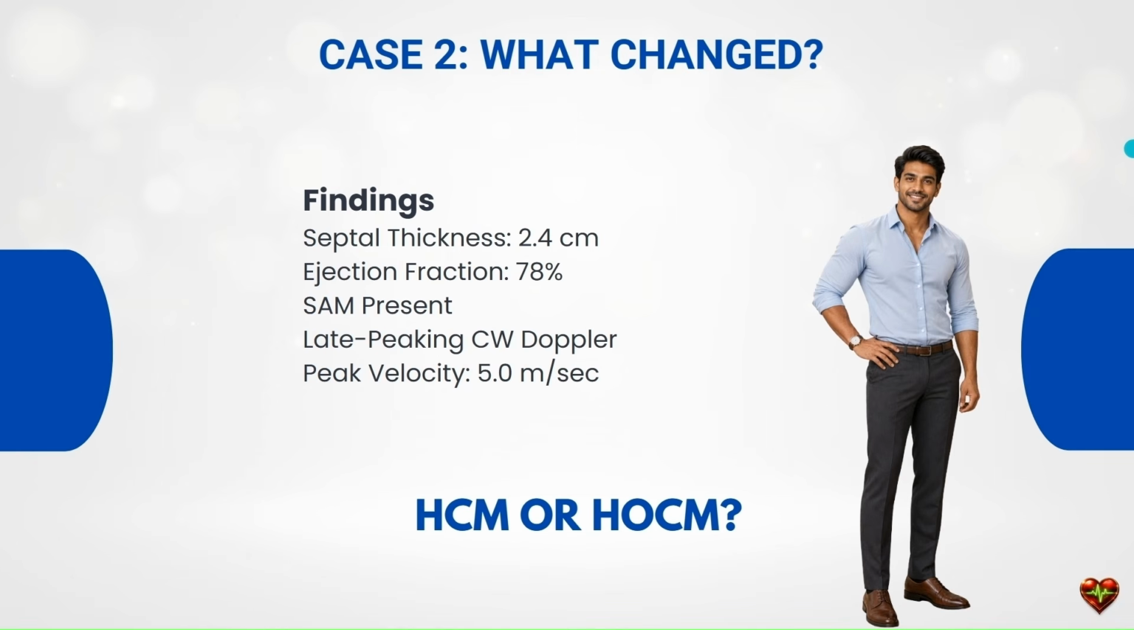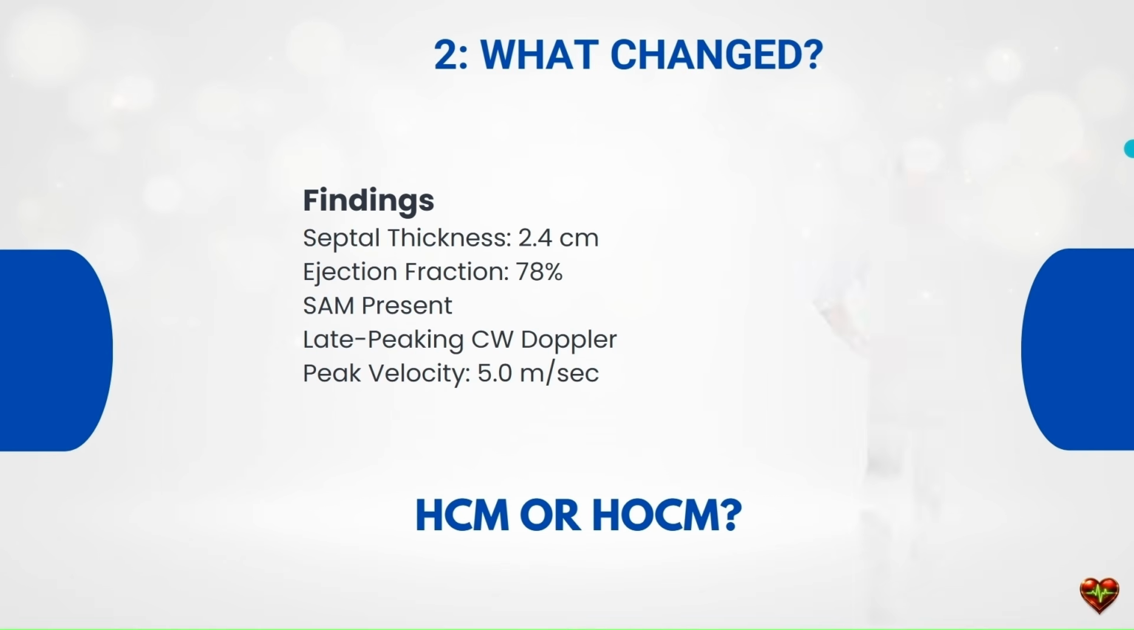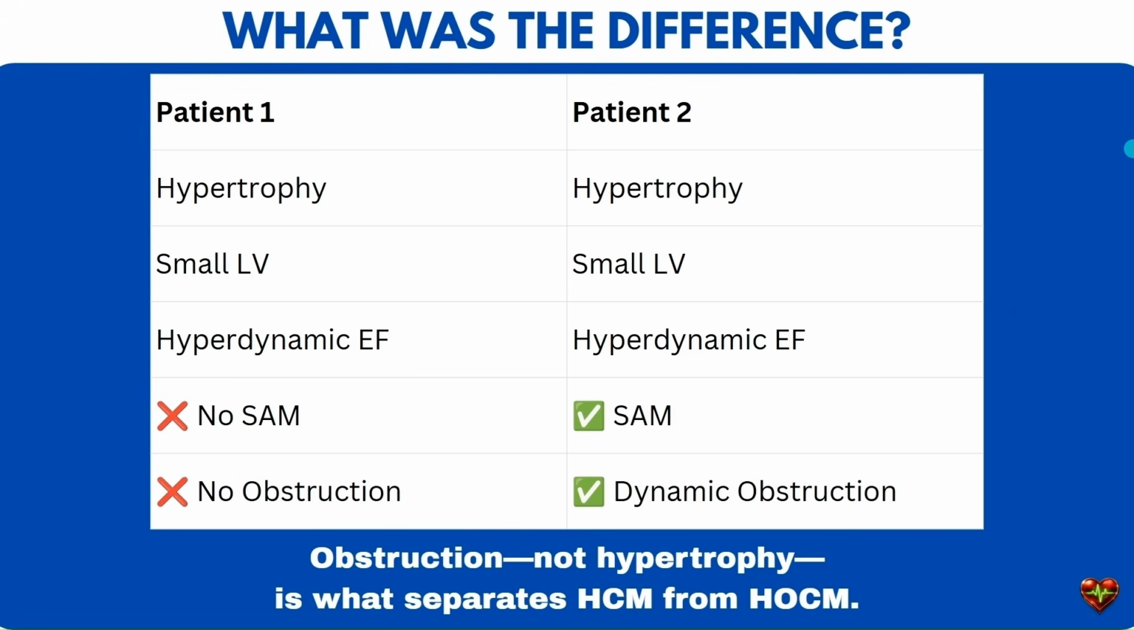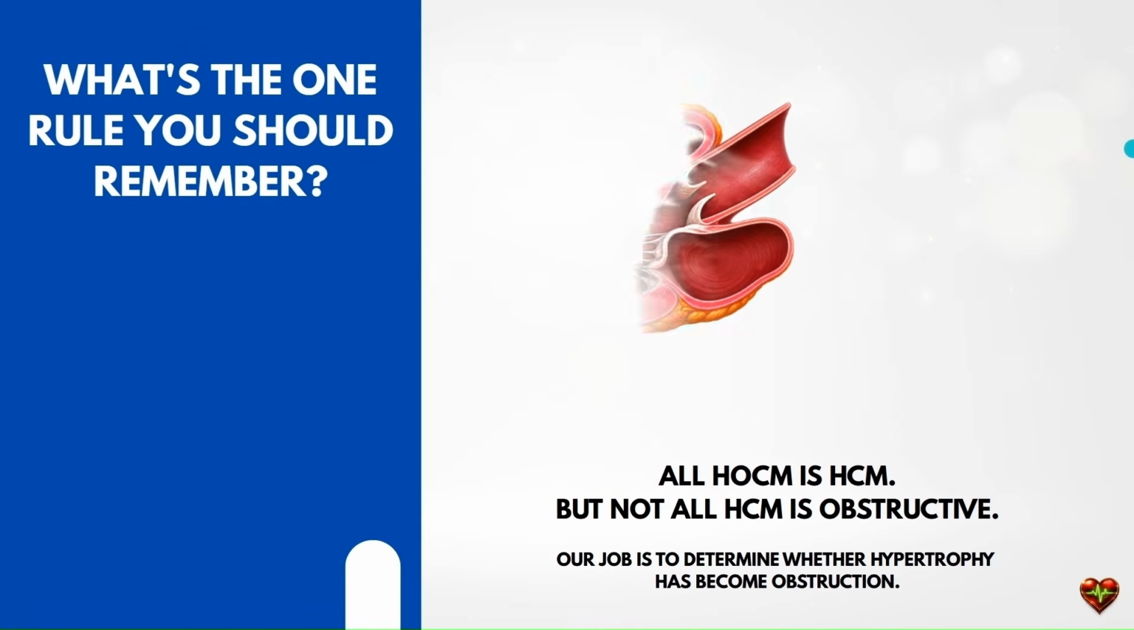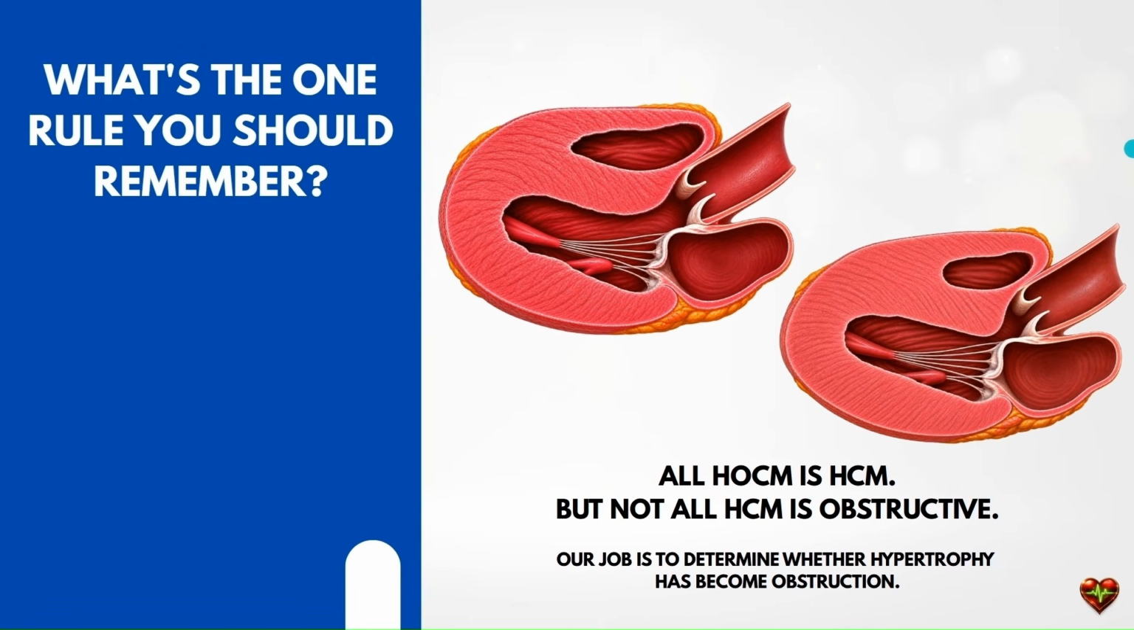That's the difference. So, let's compare the patients one at a time. What separated the two patients? Not wall thickness, not EF, obstruction. And that brings us back to the rule we started with. So if you remember only one thing from today, all HOCM is HCM, but not all HCM is obstructive.